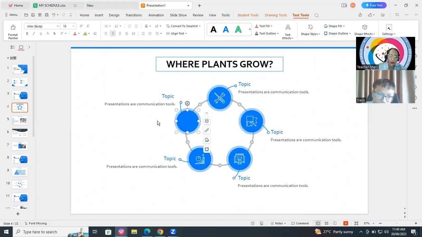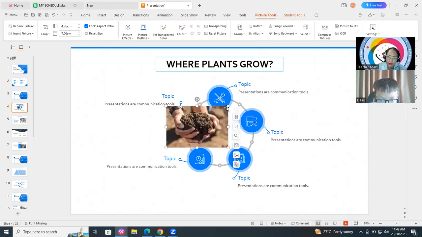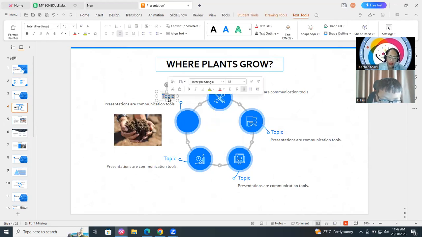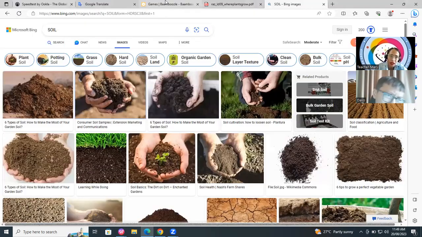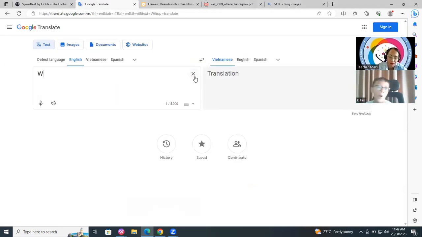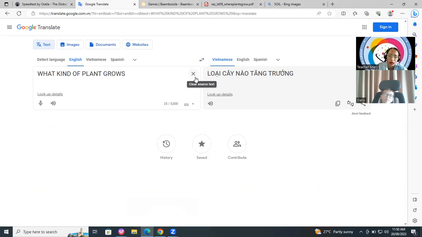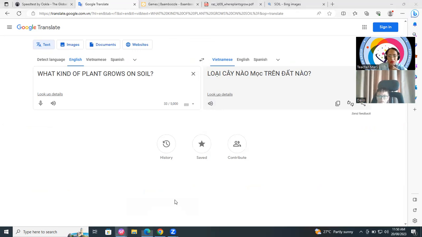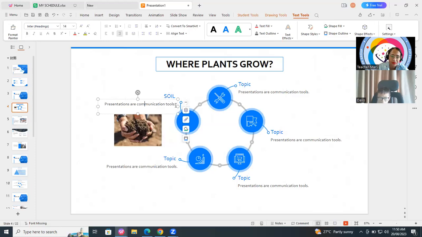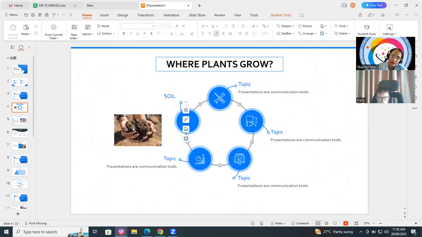Now, Dalio, what kind of plant grows in soil? I'll write it down. What kind of plant grows on soil? I'm gonna give you time to think. What kind of plants grow in soil? I don't know. You don't know.